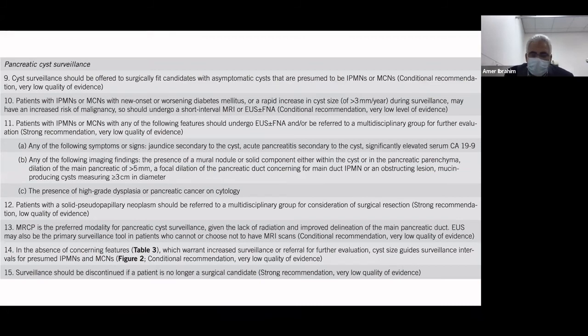Even if there is malignant transformation in the IPMN, the outcomes, they guess, are much better than ductal adenocarcinoma.